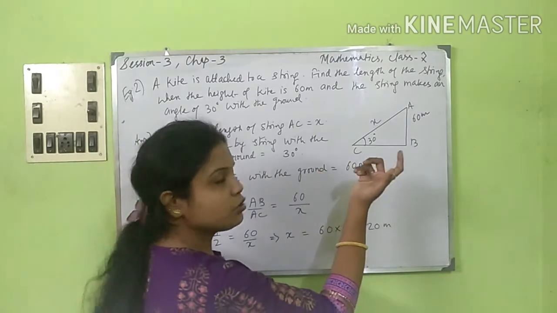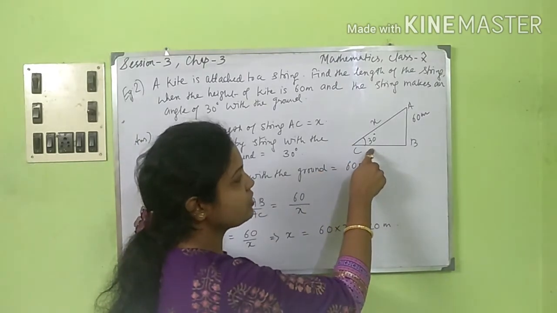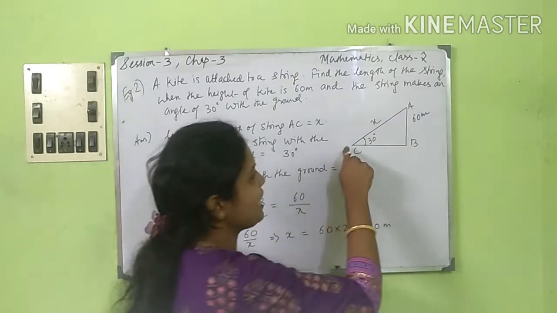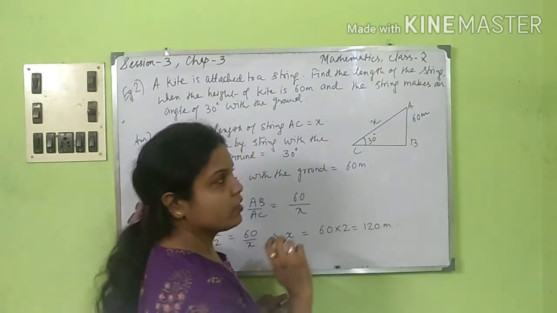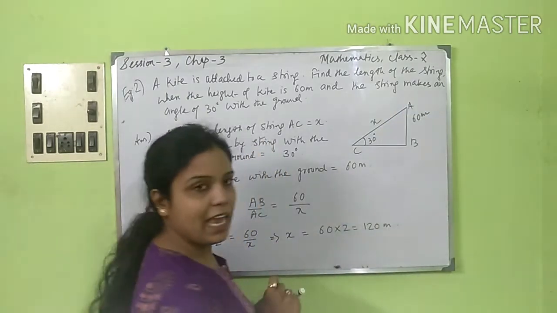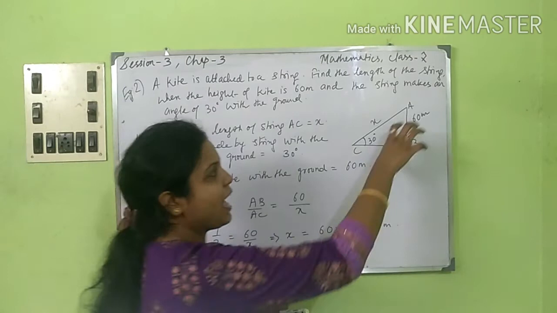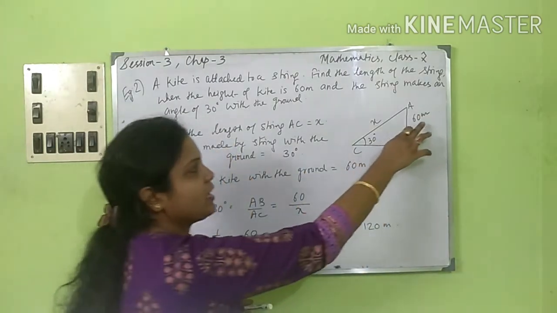As usual, you can understand that whenever it is making 30 degree with the ground, that means it's an angle of elevation, right? And AC is the string, and the kite is at position A. So we need to find out the length of the string, and the height of the kite from the ground is given, that is 60 meter.